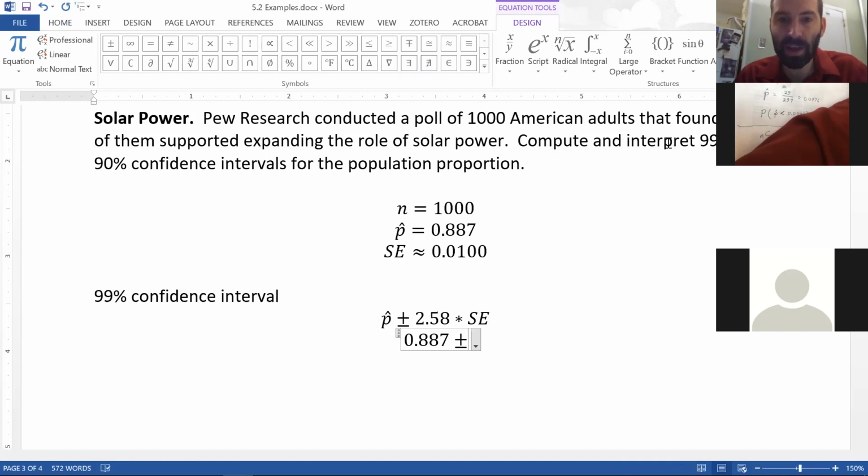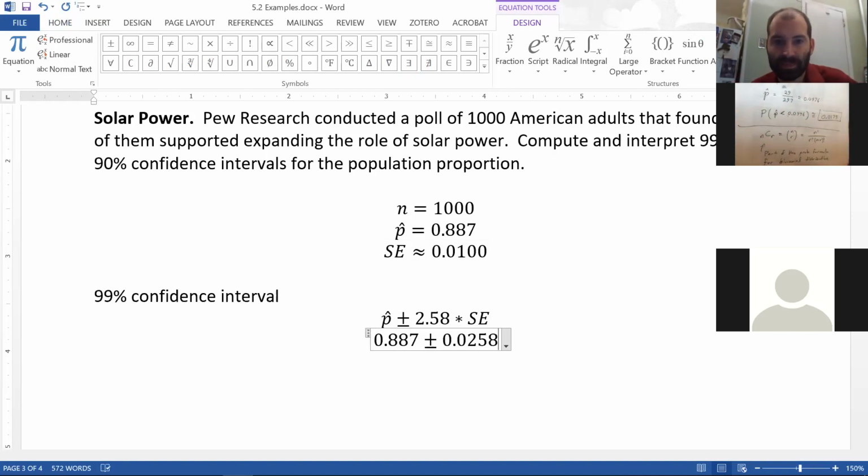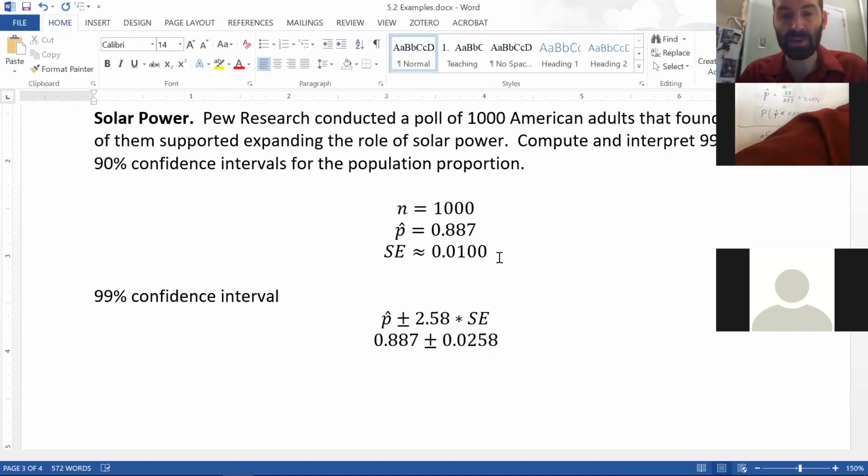What's 2.58 times the standard error? Well, it's 0.0258. Okay. So that's our 99% confidence interval. I'm not going to do the plus and minus part because I think we've got that figured out.